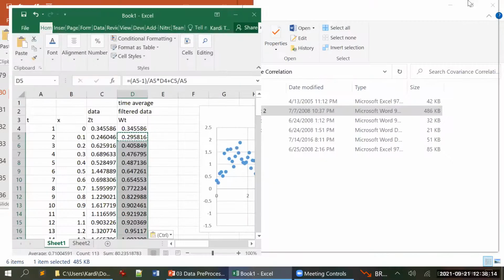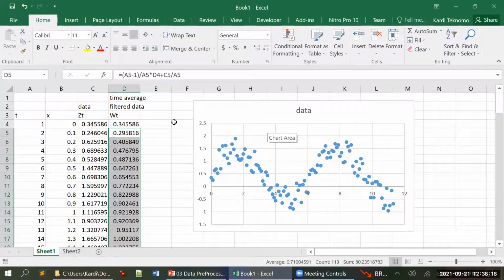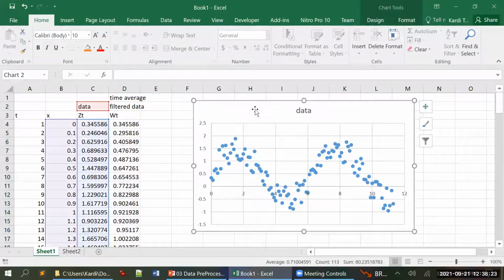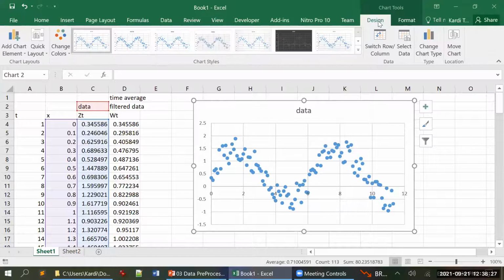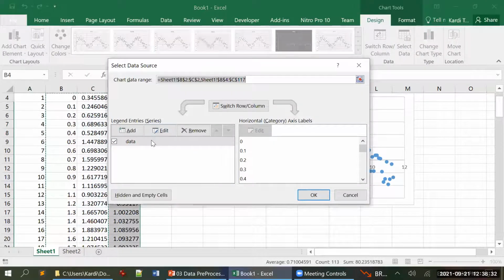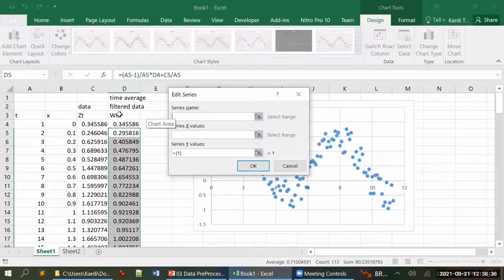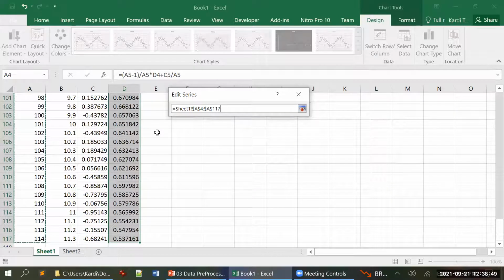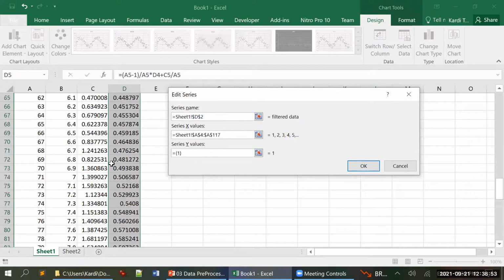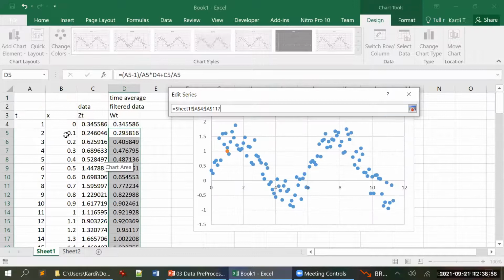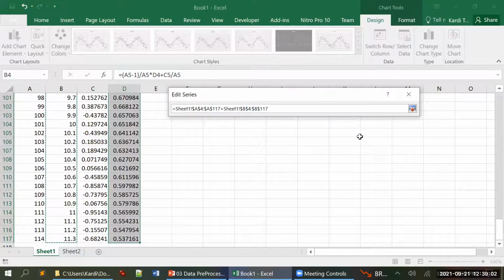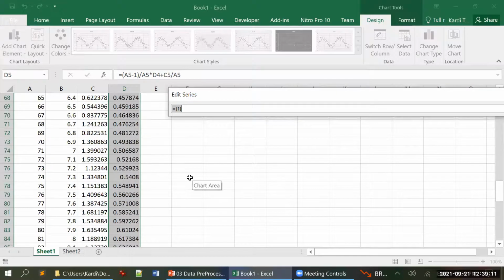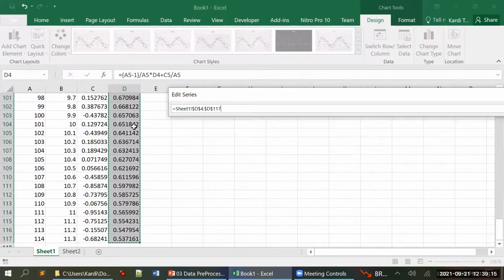So what happened? Let's plot it. I will plot in the same chart so that you will know that this is filtered. In here I select data, and this is the data I add. I will say filter data. The X is still the same. Sorry, the X must be X, so that we will have the same X. Then the Y is this new filter data.